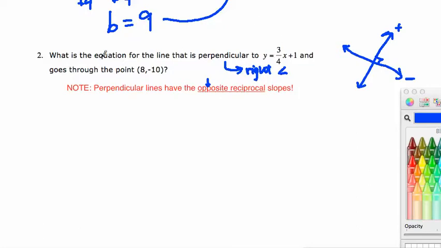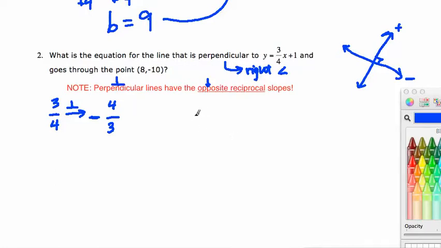So let's deal with this specific question. What is the equation for a line that is perpendicular to y equals 3/4 x plus 1 and goes through the point 8, -10? All right, well, 3/4 is our original slope, and we want that to go to our perpendicular. This is a sign for perpendicular, by the way, kind of like an upside down T. And so we want to flip, bring the bottom to the top to the bottom, and then change the sign, and that's our perpendicular slope.